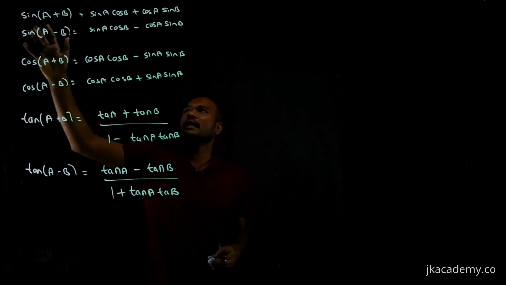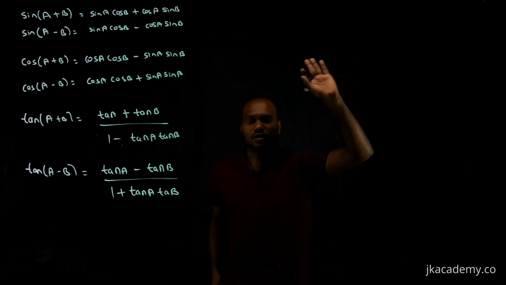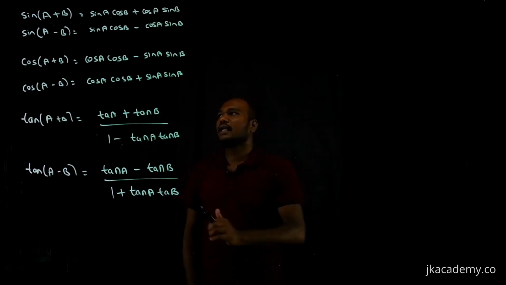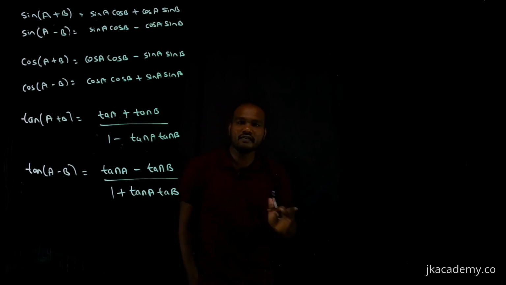Sin of A plus B: sin A cos B plus cos A sin B. Do you know? If you don't know, learn it right now. Pause the video, write it 2 times, 3 times and learn it. Sin of A plus B, sin A cos B plus cos A sin B. Done. Don't go forward without knowing this.